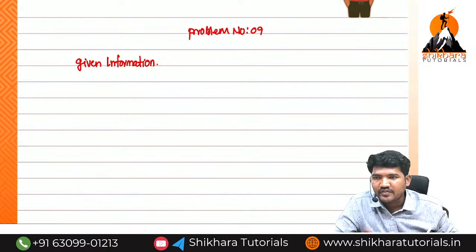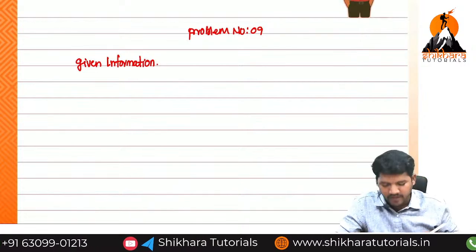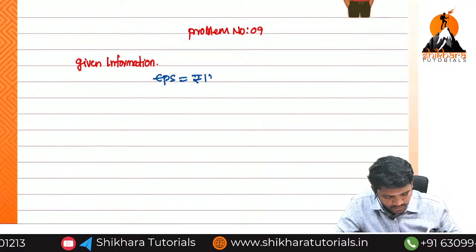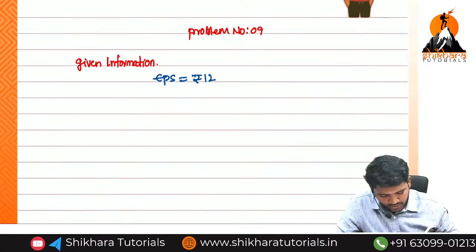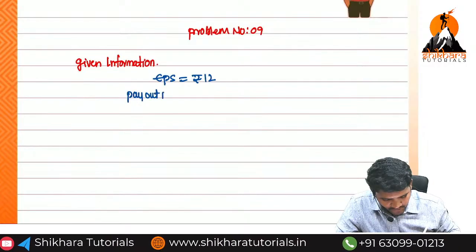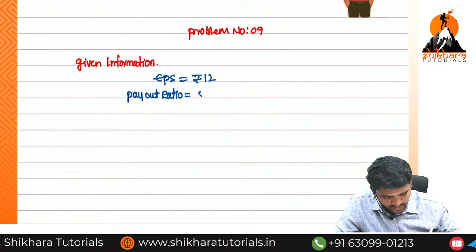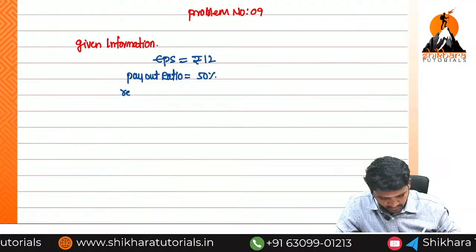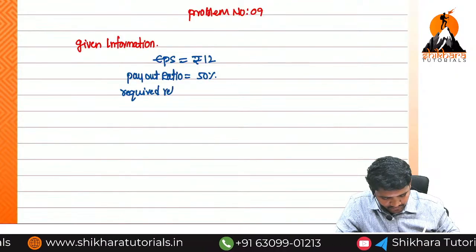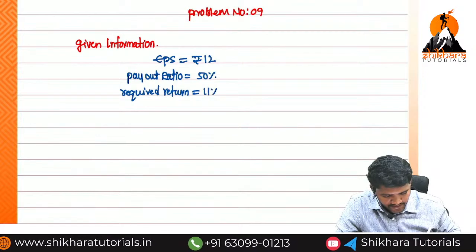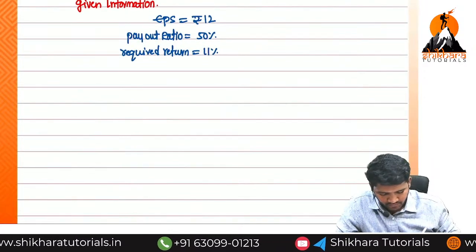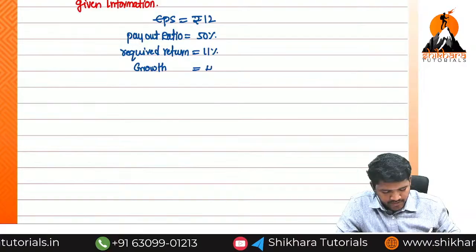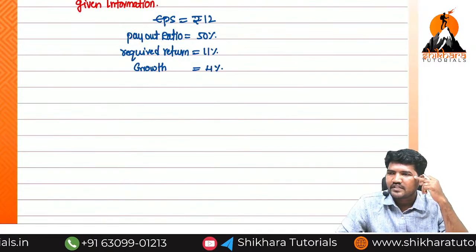EPS is given in the first sentence. What are the values they gave? Write it down properly. Earning per share, how much? 12 rupees. What about the next? Payout ratio is given. How much? 50%. Good. Required return, how much percentage? 11%. Next, growth for perpetual life. Growth equals 4%. That's it.